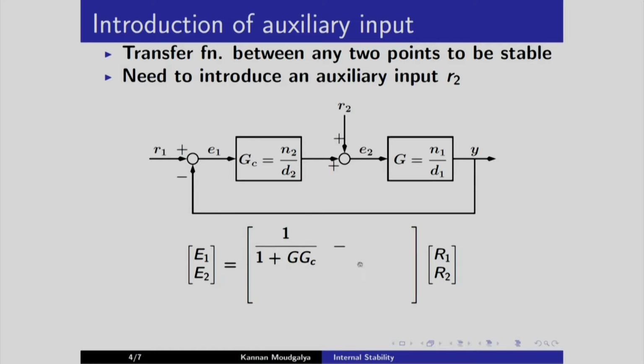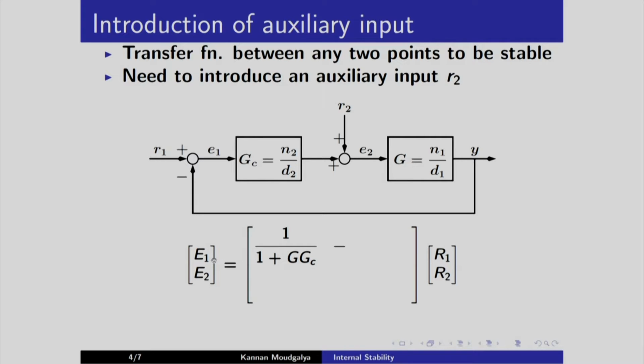Let us write the transfer function between E1 and R1, that can be obtained as 1 over 1 plus GC. So between E1 and R1 it is easy to verify. For this calculation you may make R2 0 and get the transfer function between R1 and E1.